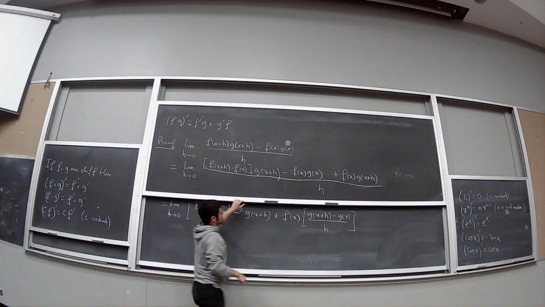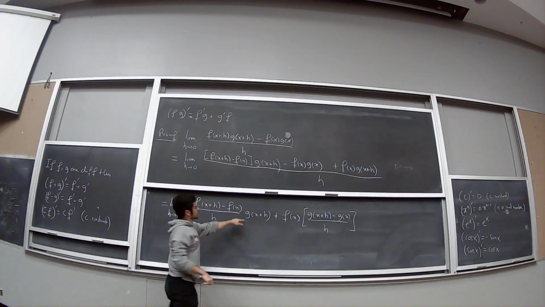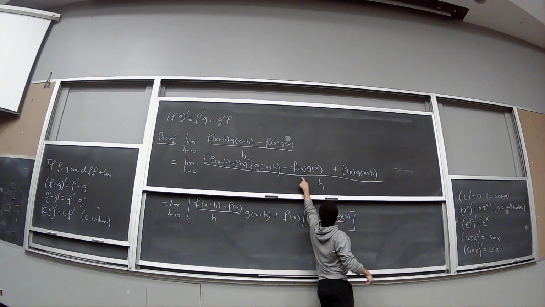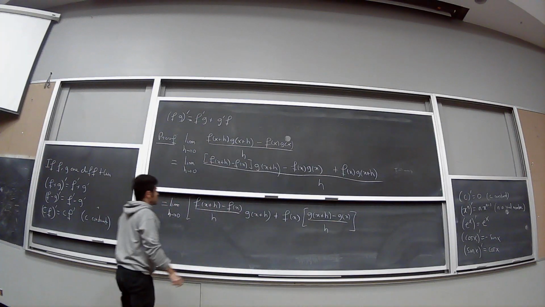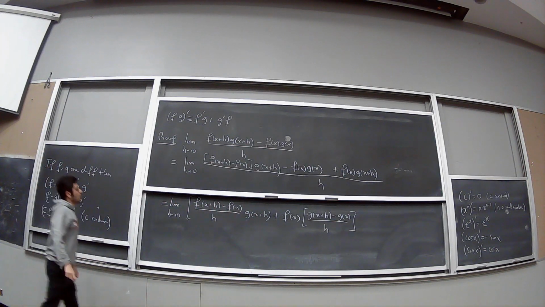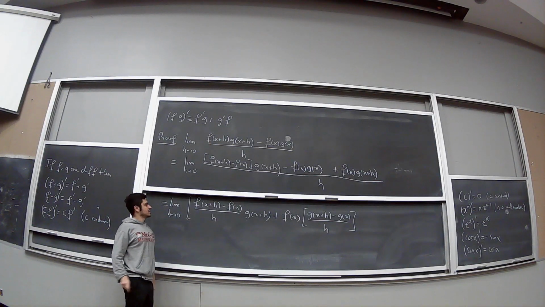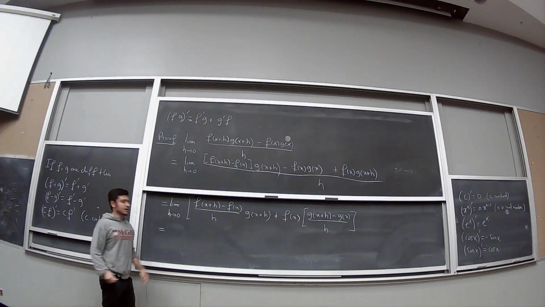And multiply by g of x plus h. And then you factor an f of x out from here and here. You get g of x plus h minus g of x over h. And then you can evaluate the limit. What is this limit? You can really use the limit laws here. f of x plus h minus f of x over h. What is that? This is just f prime of x.